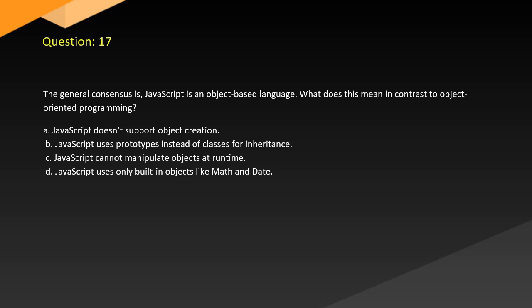Question 17. The general consensus is JavaScript is an object-based language. What does this mean in contrast to object-oriented programming? A. JavaScript doesn't support object creation. B. JavaScript uses prototypes instead of classes for inheritance. C. JavaScript cannot manipulate objects at runtime. D. JavaScript uses only built-in objects like Math and Date.